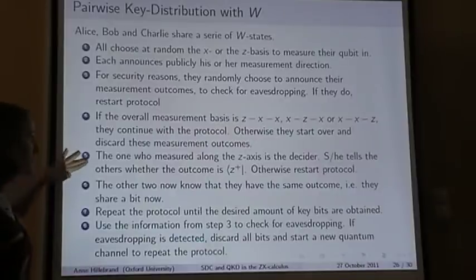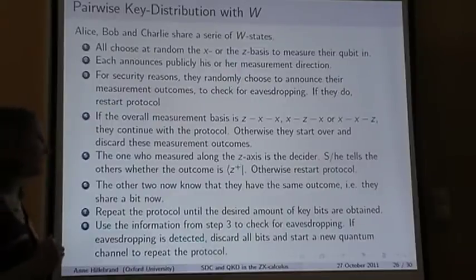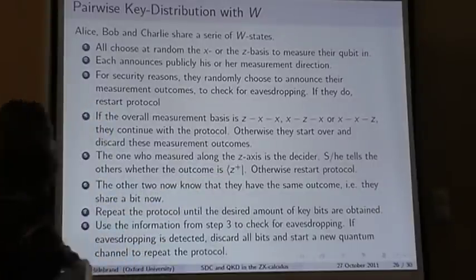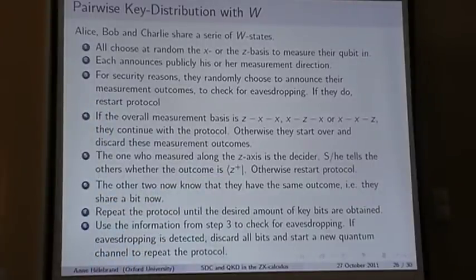And then the one who measured along the Z-axis will be the decider of the protocol, and the protocol can only continue when Z plus is obtained. When this is the case, the 2 people that measured in the X basis will know that they have the same measurement outcome in the X basis. So they now share a bit. And they just keep repeating this protocol until they have enough bits to have their key. And if they find out that someone's eavesdropping along the way, then they'll start over again.